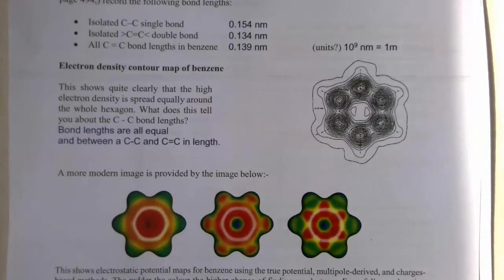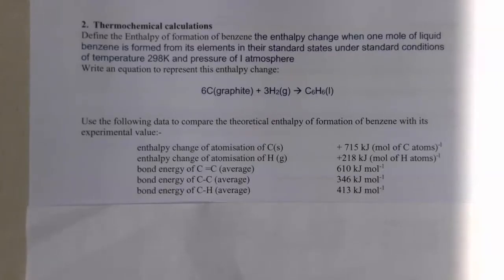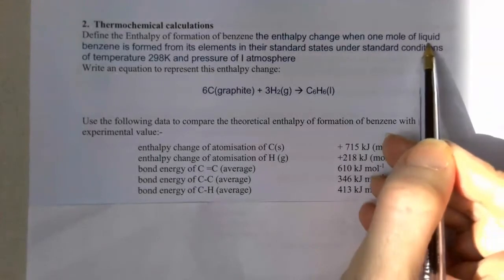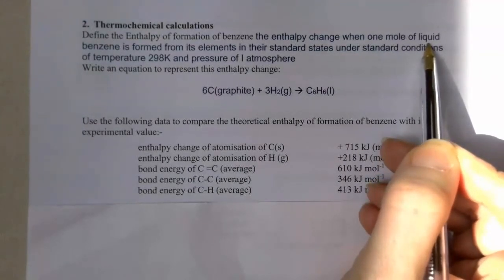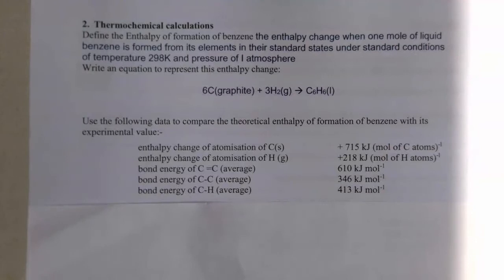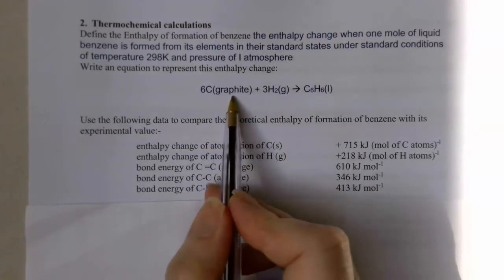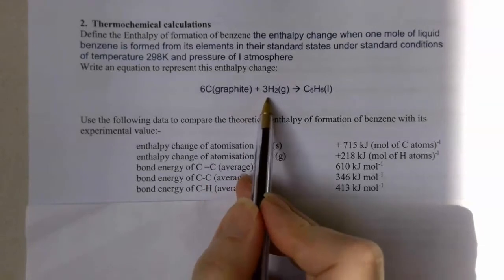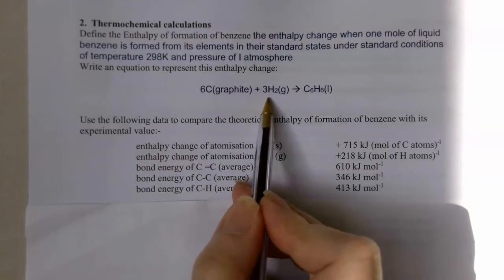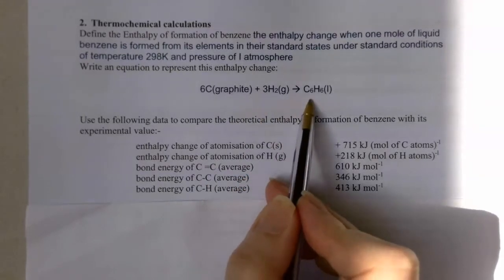and double bonds. So just to remind ourselves, the definition of the enthalpy of formation is the enthalpy change when 1 mole, in this case of a liquid, because the standard state of benzene is a liquid, is formed from its elements in their standard states under standard conditions. So here is our equation. We have 6 moles of carbon in its graphite solid state, reacting with 3 moles of hydrogen gas to form 1 mole of benzene liquid.